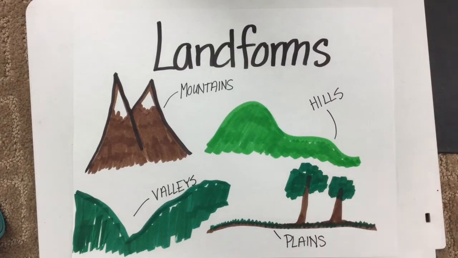Landforms. When we talk about ecosystems and the wetlands in particular, it's important to know that the wetland habitat can be in any landform. You'll find wetlands in mountains, in hills, in valleys, and on plains. The wetland habitat can be found across all kinds of landforms. Again, landforms, examples are mountains, hills, valleys, and plains.